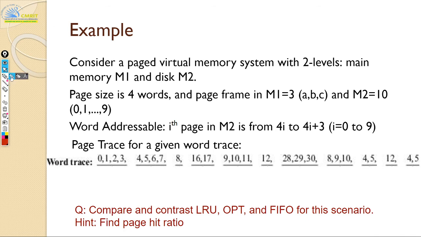Anyways, Ujjwal, let's solve this step by step. First, we need to group these words into pages. I said every 4 words we can group them into pages. This is the word trace, the different words in a given program. Now we need to group them into pages. We will just group them sequentially, which means 0, 1, 2, 3 will be page 1.